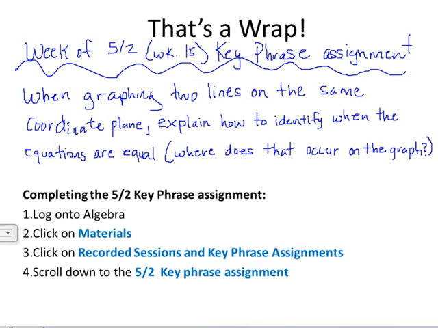So again, my example that we used was a trip to the amusement park, and we were trying to determine when the cost of the passes were the same. And how did we find that? How did we determine when the cost was the same? So then overall, take that idea, and when you graph two lines on the same coordinate plane, explain how to identify when the equations are equal. So where does that occur on the graph?